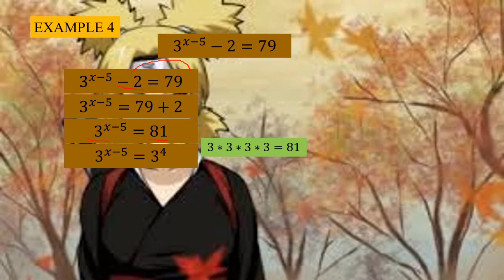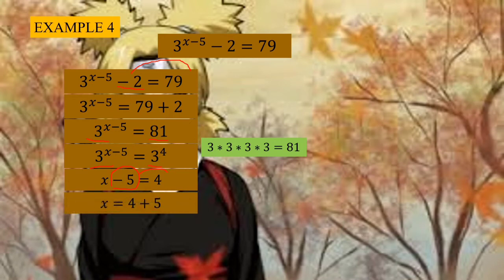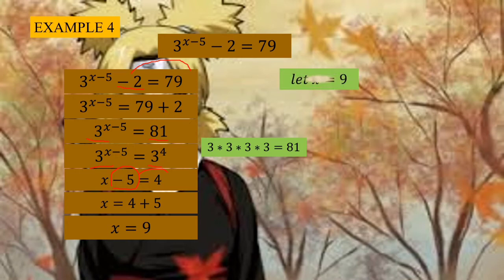So, parehas na yung base natin. Dahil parehas na yung base natin, ano nang gagawin natin next? Very good. Pag okay na yung base natin at the same na siya, kukunin na natin yung exponent and isosolve na natin yung variable. So, x minus 5 is equal to 4. Ayan na. Then, ililipat na natin itong negative 5 sa kabila. So, magiging x is equal to 4 plus 5. Then, 4 plus 5 is equal to 9. So, ganun lang.